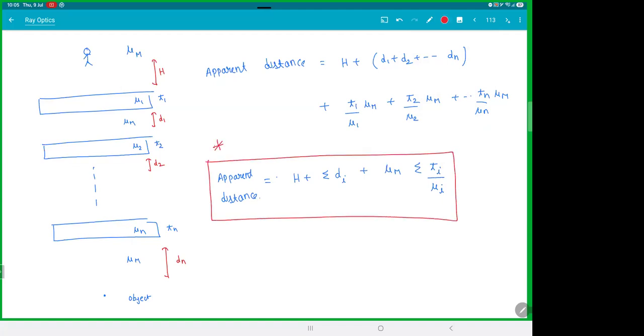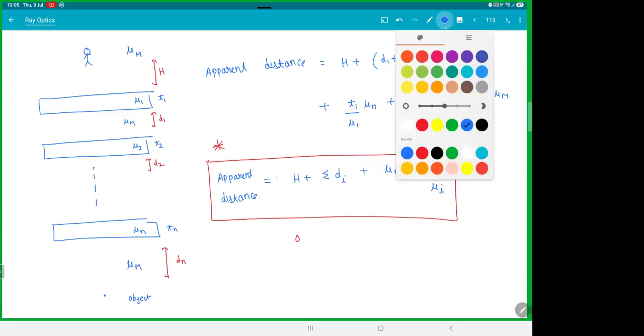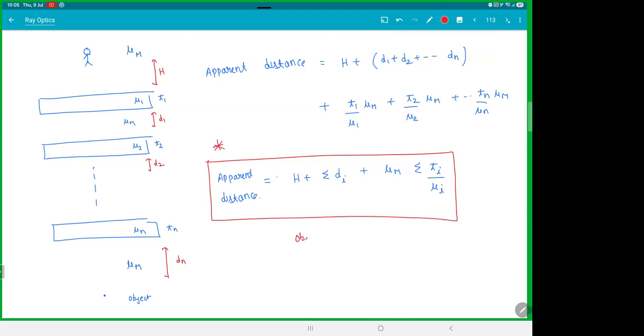Just be careful with one thing. Object and observer are in the same medium. This is also mu m, this is also mu m. If that is not same, then you're dead. You have to go back to the basics again. Object and observer are in same medium.